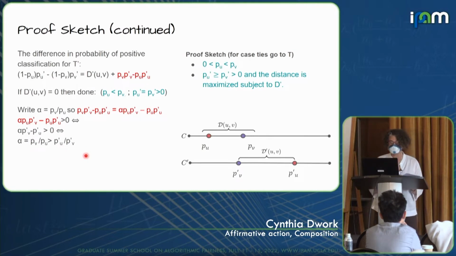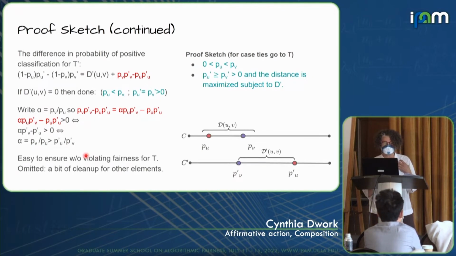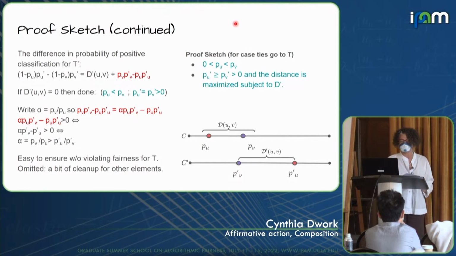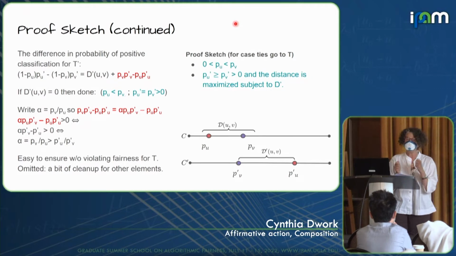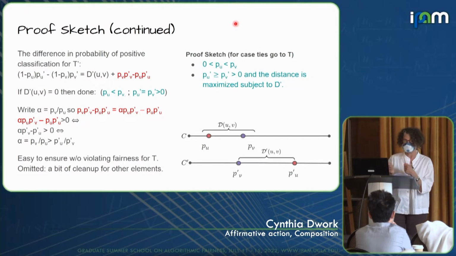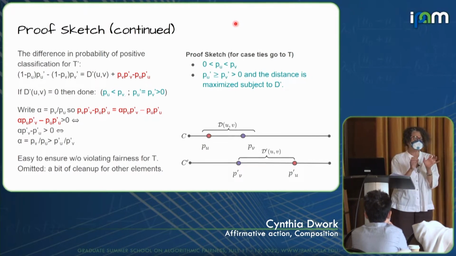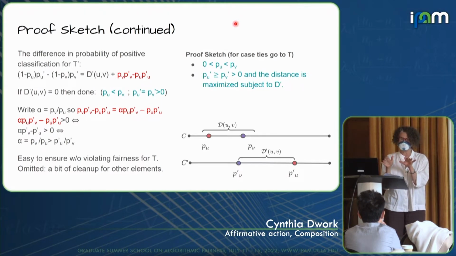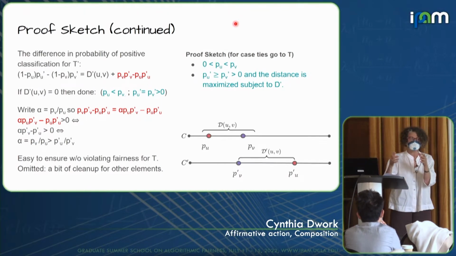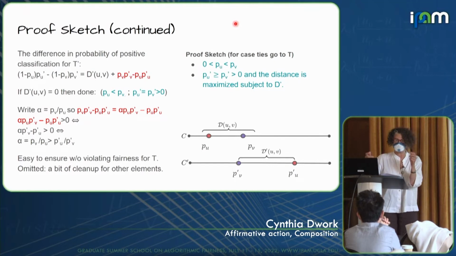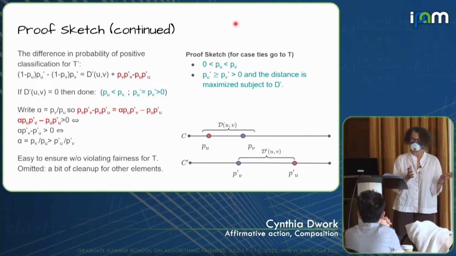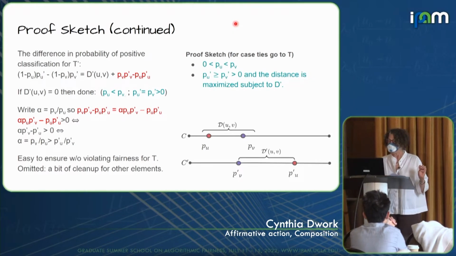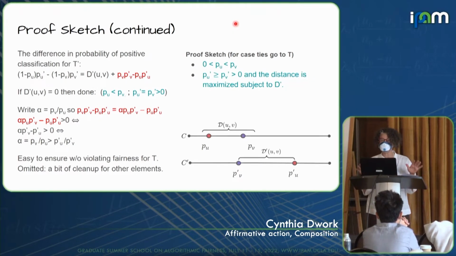Now, that's kind of the idea of the proof. There are some details that I've omitted, which is that U and V are not the only two elements. So when I move them around, I'm going to have to move other people around with them in order not to exceed the Lipschitz constraints for the other individuals. But that's not very difficult, and we can do that. So that's what I wanted to say about this result.